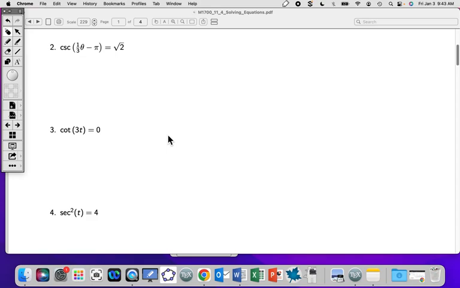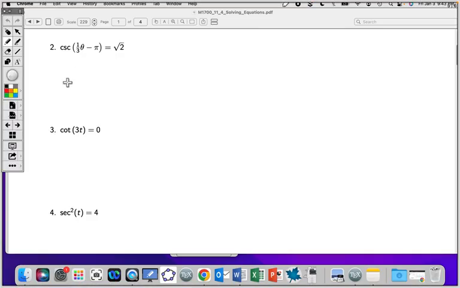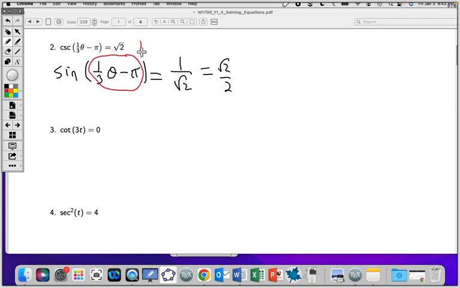All right, let's take a look at the cosecant of 1/3 theta minus pi equals root 2. Now, just like when we solved cosecant questions back in section 10.4, oftentimes we're more comfortable thinking of sines than cosecant. So I'm going to change this to a sine problem. So the sine of 1/3 theta minus pi would be 1 over root 2. And we can rationalize that to root 2 over 2. And now I just sort of cover this up. And I'm looking for where the sine of something is root 2 over 2. So that's what I'm thinking here.